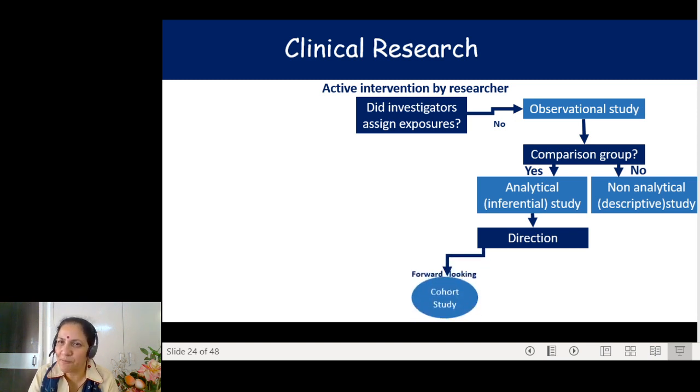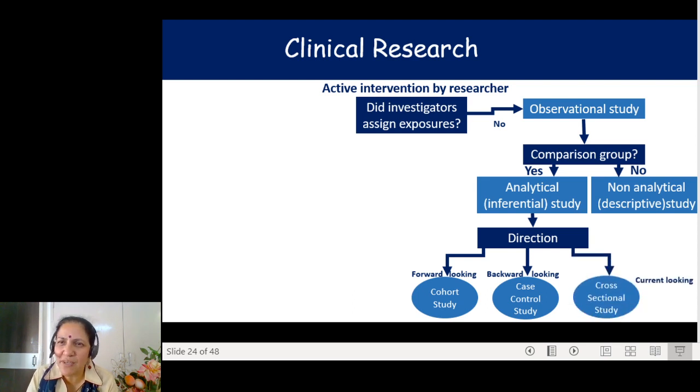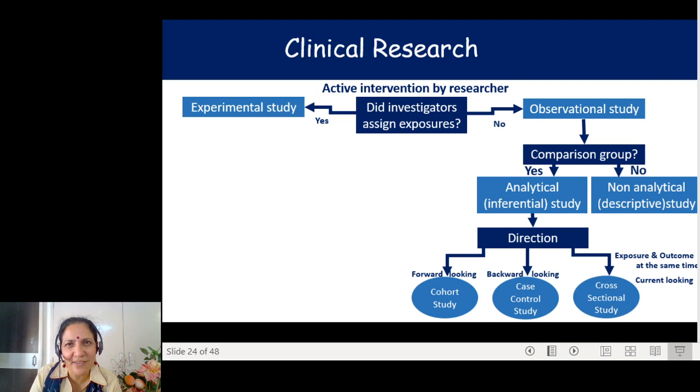So there can be a forward-looking study, which we call a cohort study, or it can be a backward-looking study, which can be defined as a case-control study, or it can be a cross-sectional study, which is a current-looking study. In this, the exposure and the outcome occur at the same time. So on the other hand, we again ask if there has been an active intervention by the researcher, and if the answer to that is yes, then it is known as an experimental study.